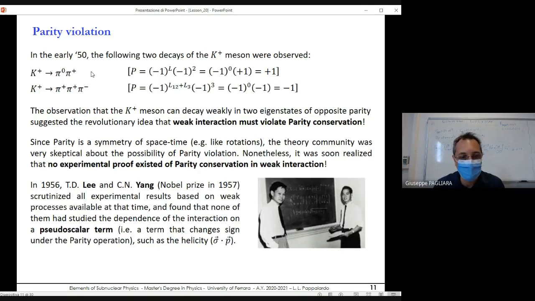In addition to that, those two brilliant guys, Lee and Yang, scrutinized all the experimental results based on weak processes that were available at that time, and indeed found that none of them had studied the dependence of the interaction on a pseudoscalar term, where a pseudoscalar is an object that changes sign under parity, as we studied already. Such as the helicity, so sigma dot P, spin and momentum. Those two guys got the Nobel Prize in 1957 for this idea.